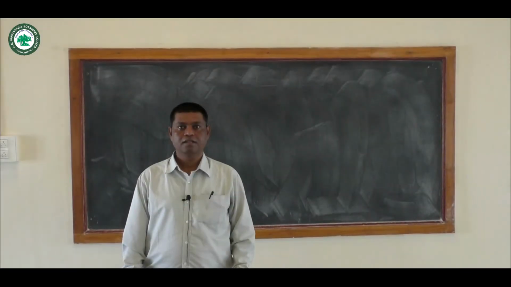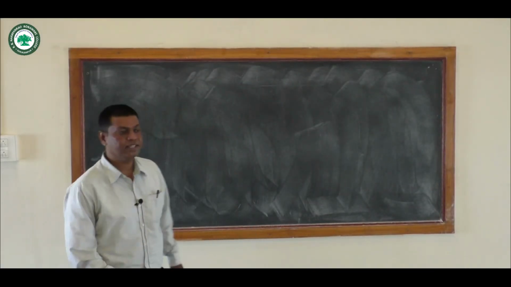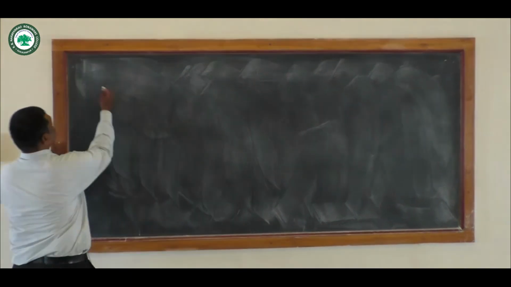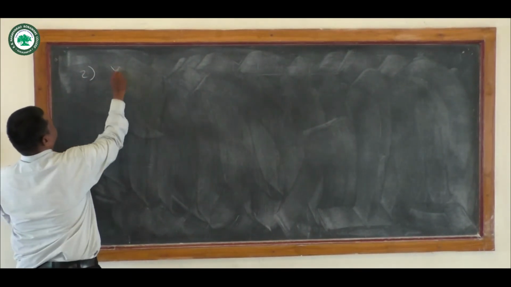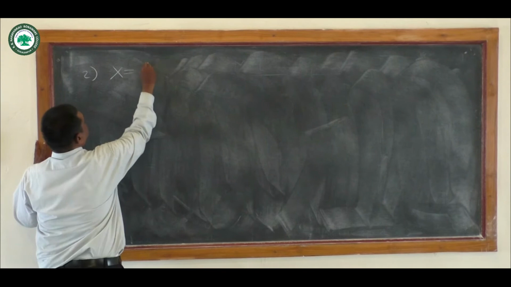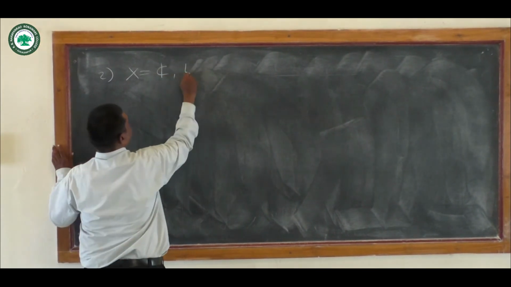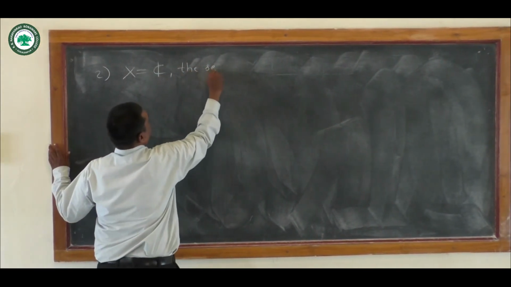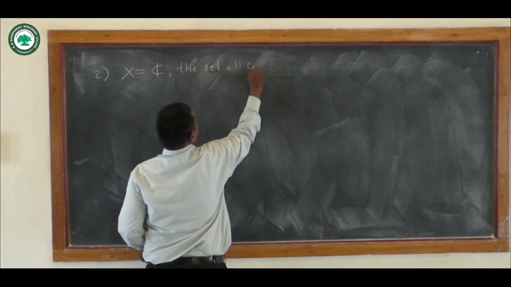So now we are going to see the second example. The second example is that if you take capital X equal to C, where C is the set of all complex numbers.